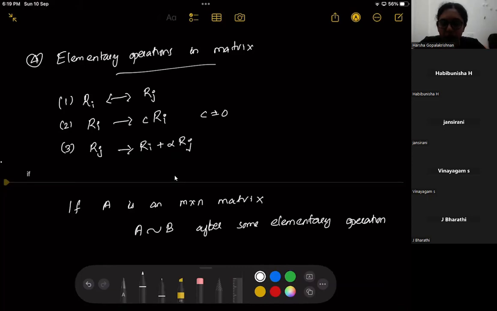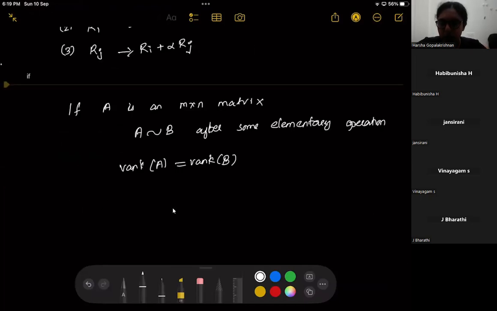If we have a complicated matrix with entries everywhere, we can reduce it into some simpler matrix B and find the rank of B, and then the rank of A and rank of B will be equal.